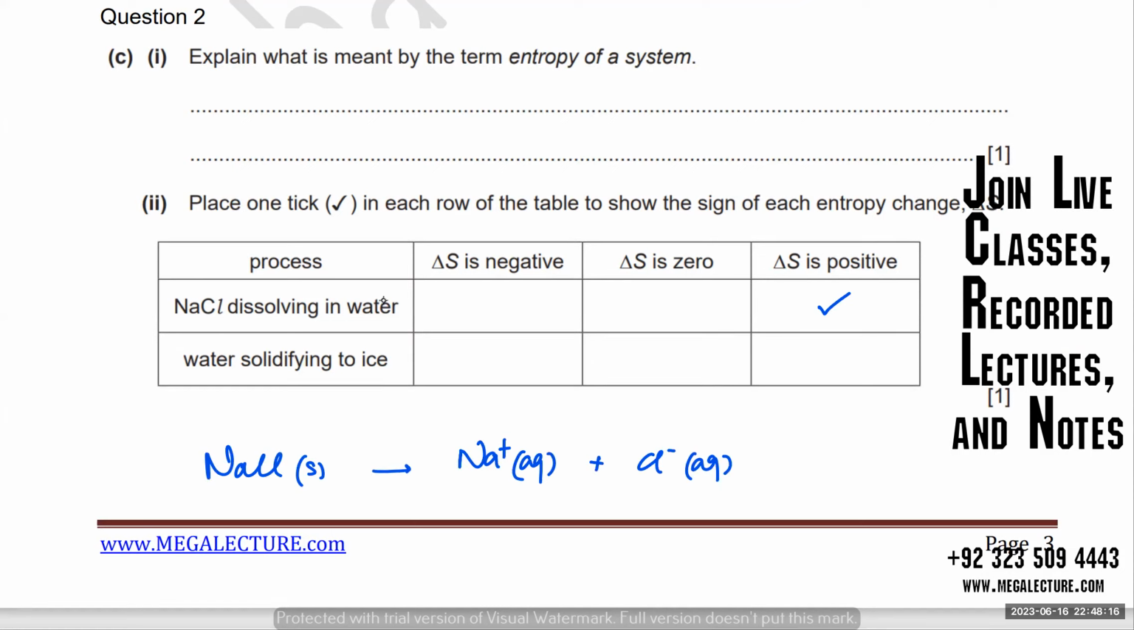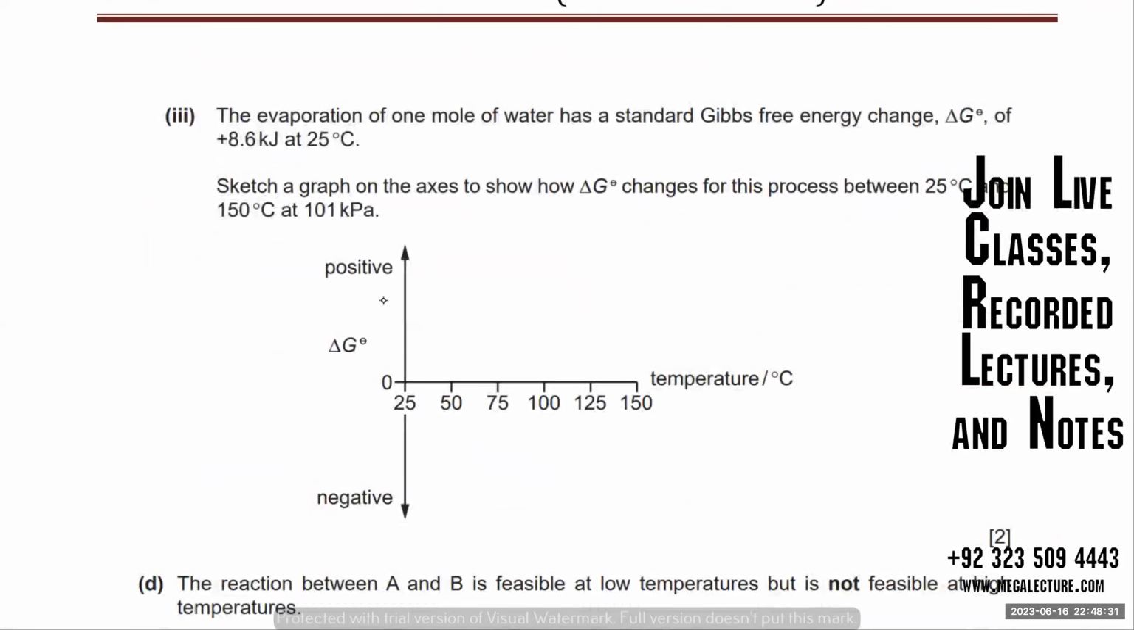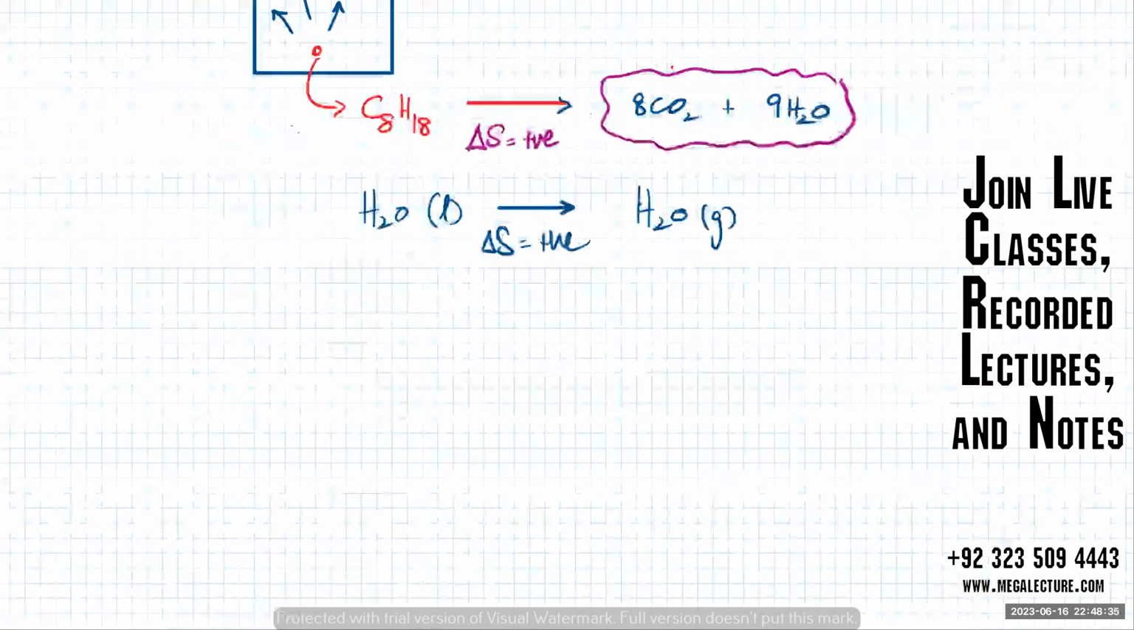Water solidifying to ice. Negative. Yeah, that's negative because it's a change of state from liquid to solid. So let me just tell you one thing.